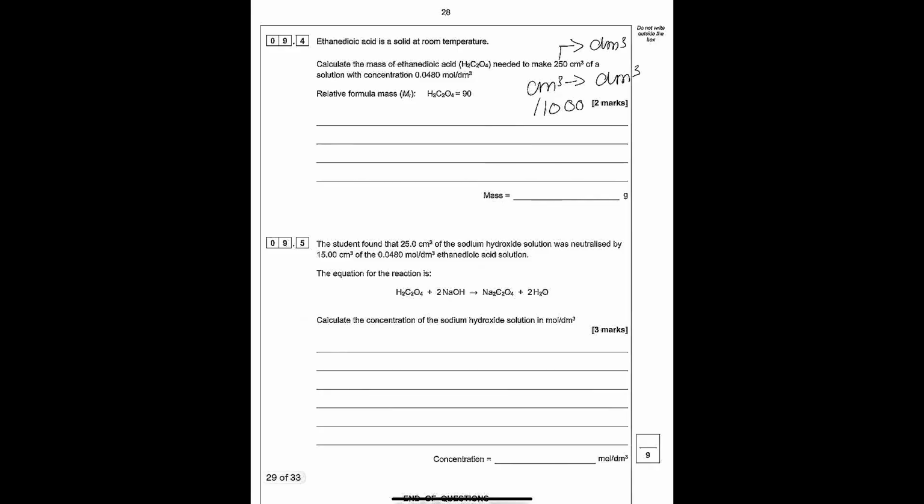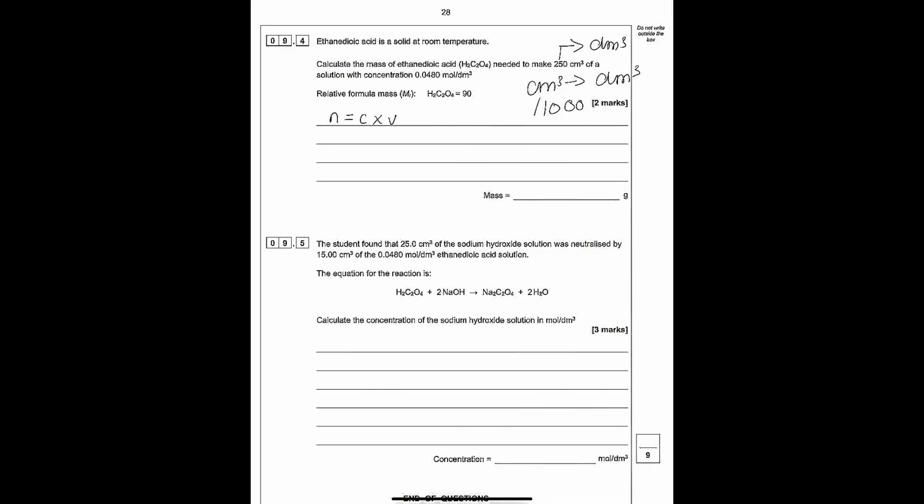So ethylene dioic acid is a solid at room temperature. Calculate the mass of ethylene dioic acid needed to make 250 centimeter cube of a solution with concentration of 0.0480. And here we have been given the relative formula mass of the ethylene dioic acid. So the first equation that we're going to use is this one over here, which is number of moles represented by the N equals the concentration times by the volume.